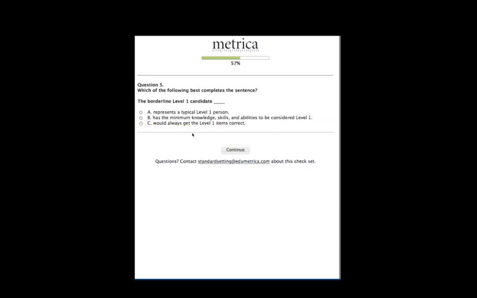Which of the following best completes this sentence? The borderline level 1 candidate we've defined as the person who has the minimum knowledge, skills, and abilities to be considered level 1. So the answer is B. Why is the answer not A? Well, a typical level 1 person has more knowledge and skills, more proficiency than the borderline level 1 candidate. Why is the answer not C? A borderline level 1 candidate would not necessarily always get level 1 items correct. They may get some correct some of the time, and others incorrect other times.